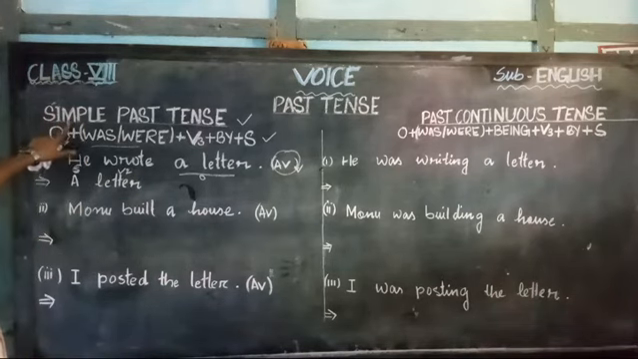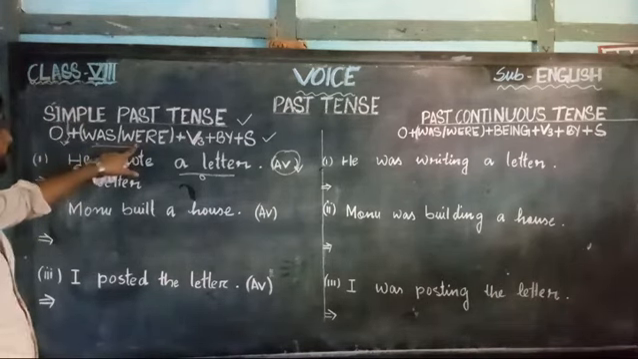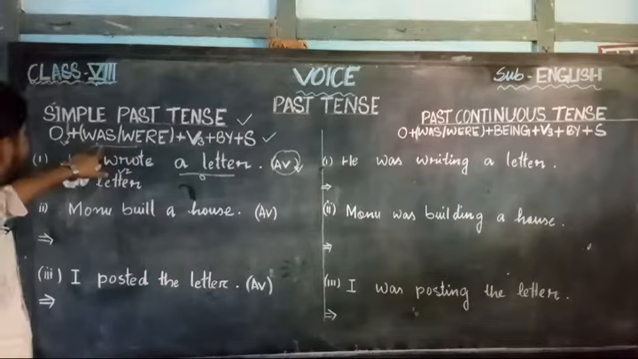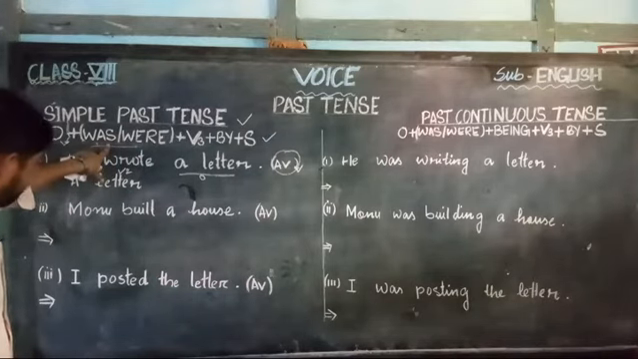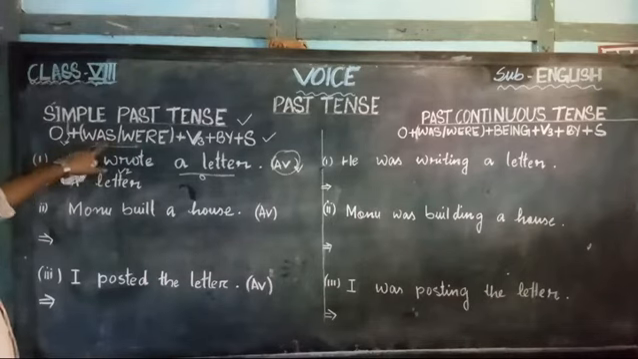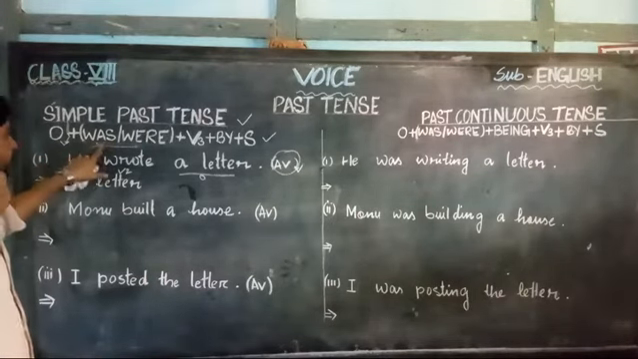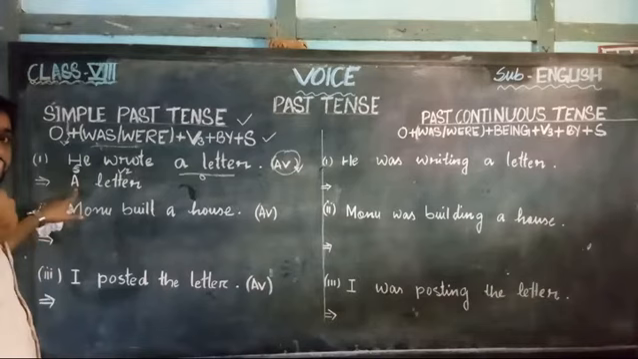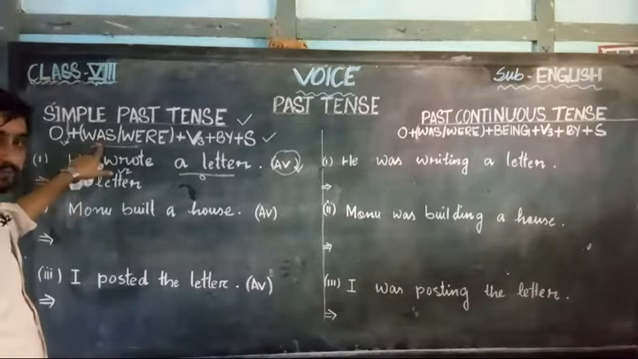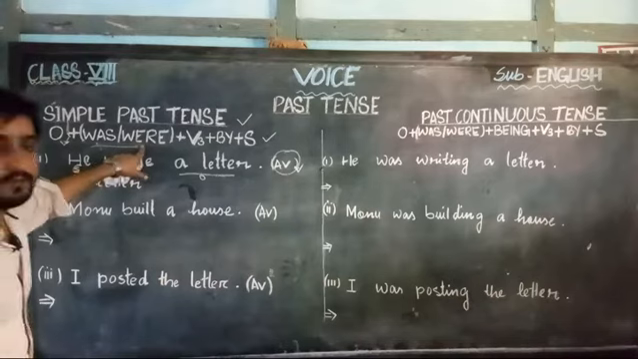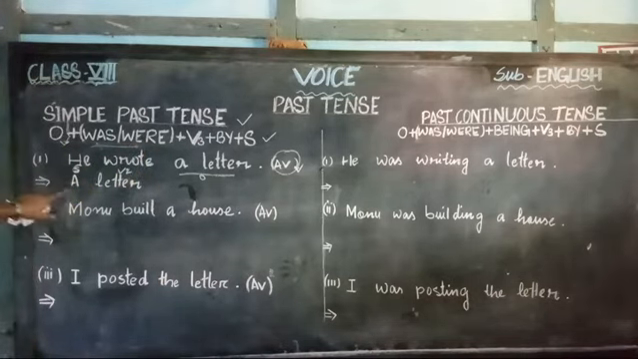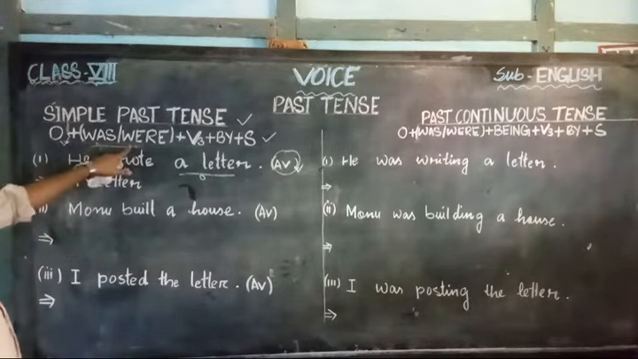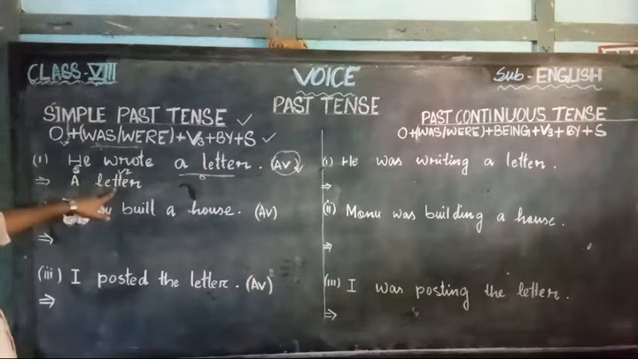Now after the object, what is there? Was or were. Any one we have to use. Don't be confused by getting two helping verbs here; you have to use only one. If the subject is singular, then you will use was. If the subject is plural, then you will use were. Clear? Now, we have written the object, a letter, here. Now what is there? We have to use a helping verb.